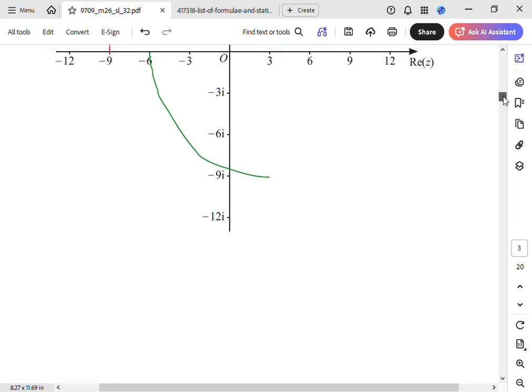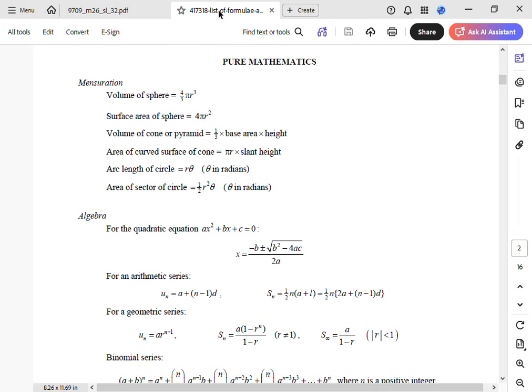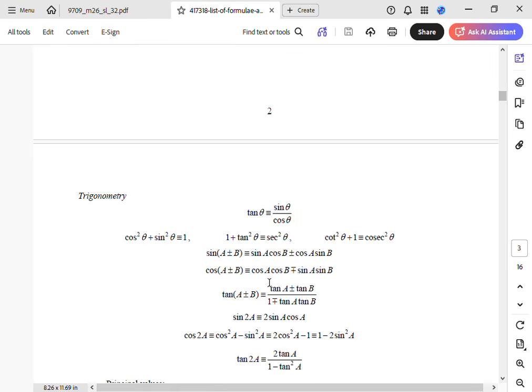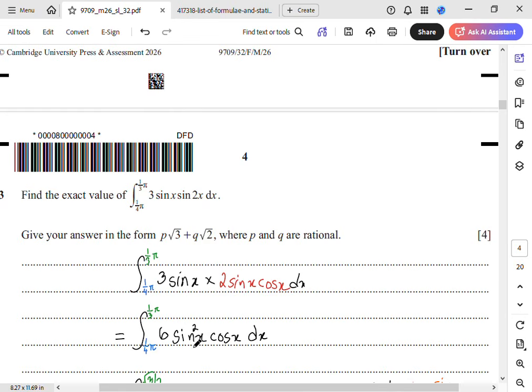Moving to the next question, then it says find the exact value of the integration of 3 sine x sine 2x between 1/4 of pi and 1/3 of pi, right? So now what you can do is, if you use the formula booklet, you'll see that sine 2a equals 2 sine a cos a, right? So sine 2x would be 2 sine x cos x. So if you simplify that, you get 6 sine squared x cos x.